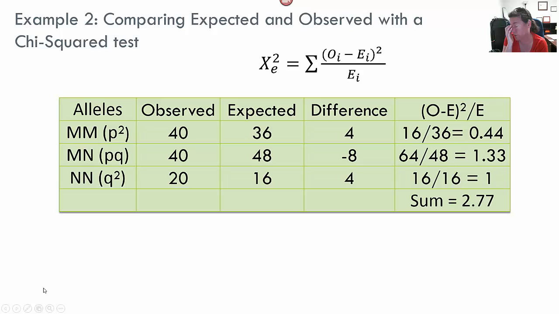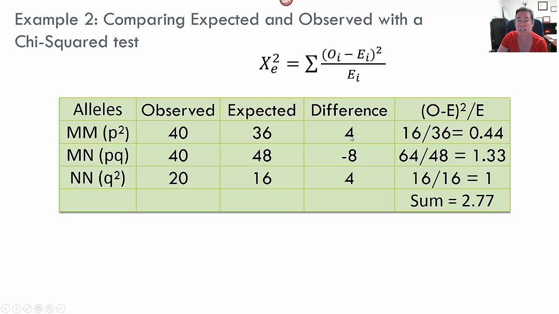Now we compare the observed and the expected frequencies using a chi-square test. Remember I said before we just accepted that they were different. Now we're actually going to test whether the observed and the expected are in fact different. So these are your observed: 40 homozygous dominant, 40 heterozygous, 20 homozygous recessive. The expected would be 36, 48, 16. So we see that they're different. How different are they? Well, we calculate their difference.